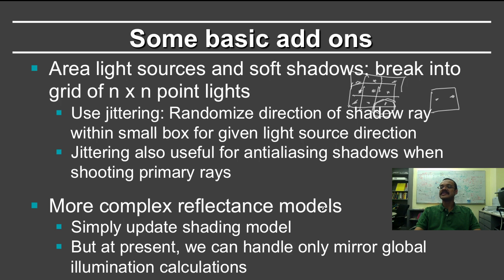The second thing that's easy to do is more complex reflectance models. If you study computer graphics further, you'll see that the Phong model is not the end point of things. You have the Torrance-Sparrow model, you have other complex reflectance models, and that's easy to do simply by updating the shading model. However, the basic weighted ray tracing algorithm does have a limitation that we can only handle mirror reflection and refraction. There is a whole body of work that generalizes this to global illumination.